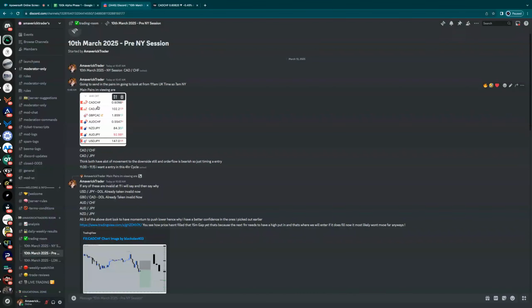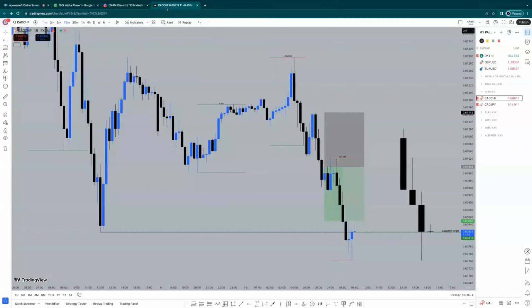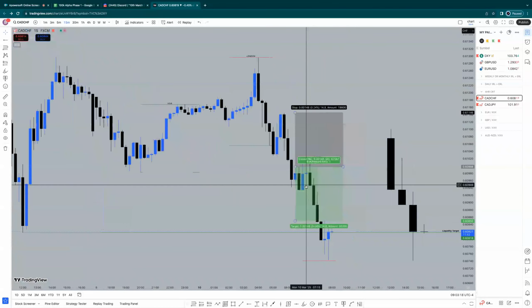Okay, so as I was showing what I was looking at trading, CAD Chef and CAD JPY, I think both have a lot of movement to the downside, and the order flow is bearish. Just timing an entry, 11 to 11:15 UK time. Want to try and enter in this 4-hour cycle, and as you can see, it's exactly what we did.